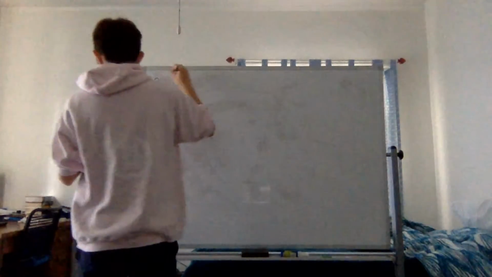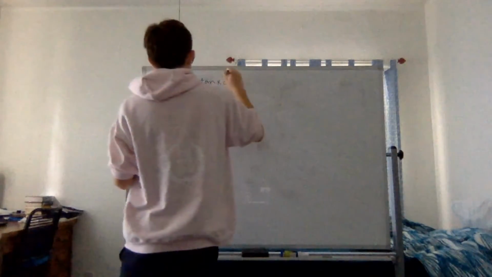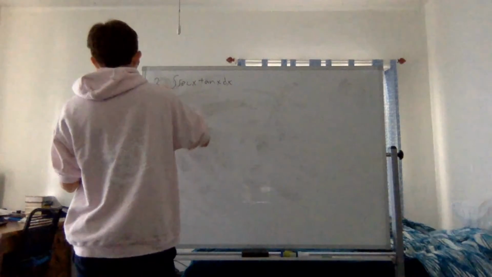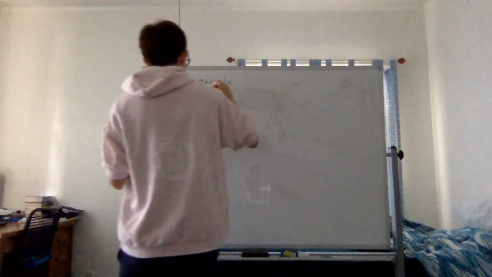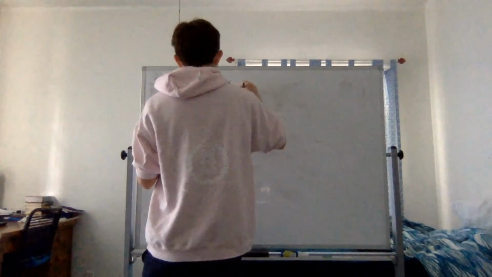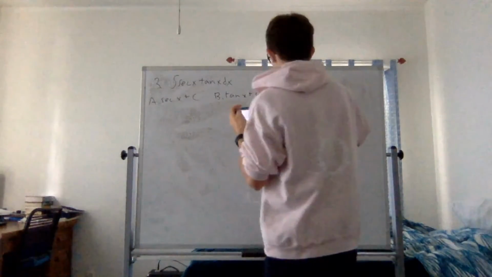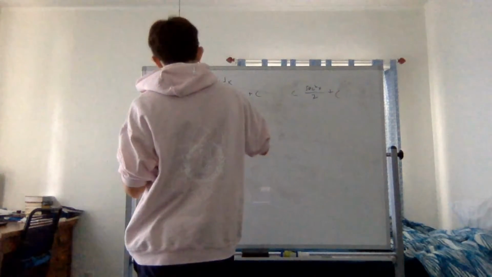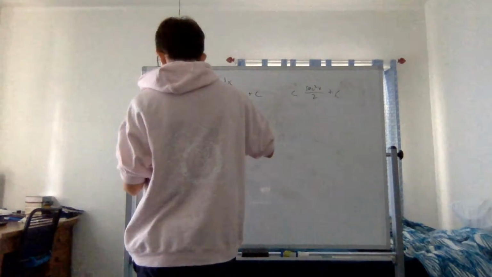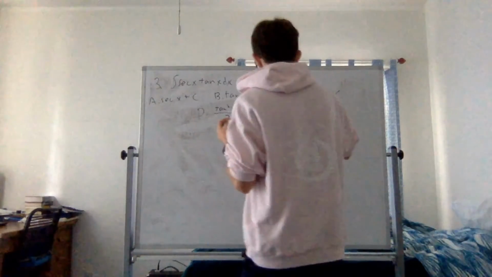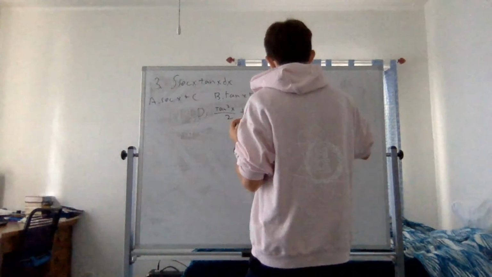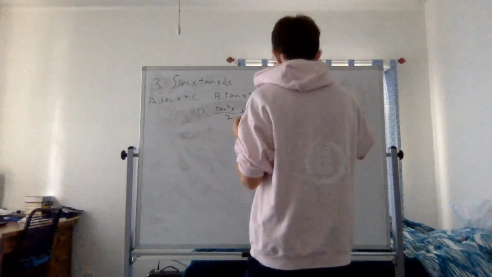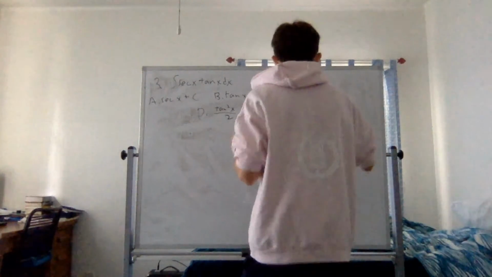Okay, number 3. Integral of secant x tan x dx. A, secant of x plus c. B, tan of x plus c. C, secant squared x over 2 plus c. D, tan squared x over 2 plus c. Or E, secant squared x tan squared x over 2 plus c, right?